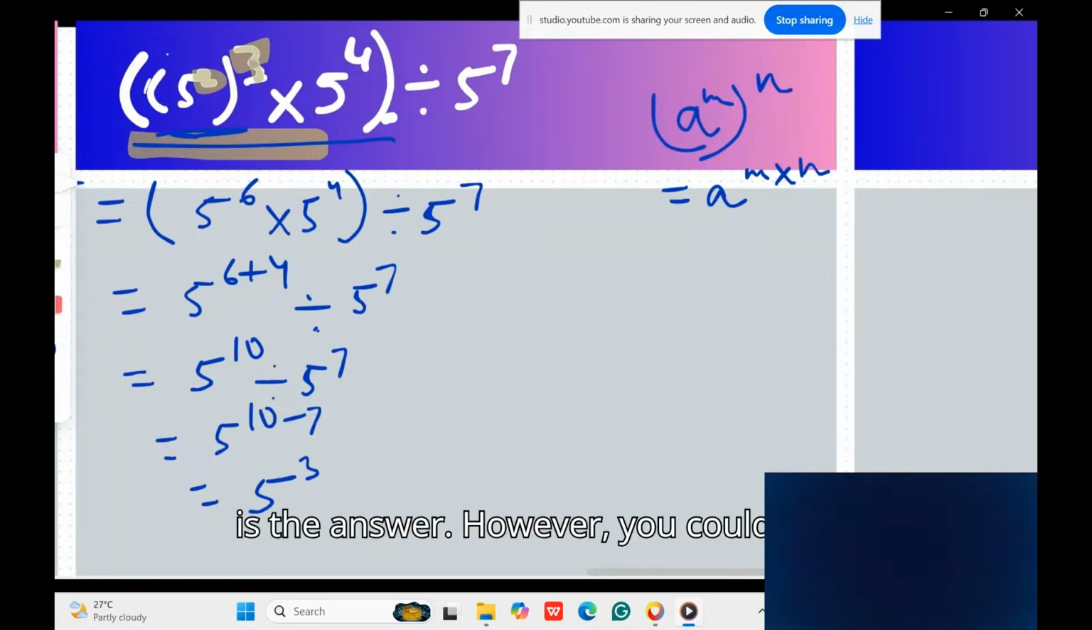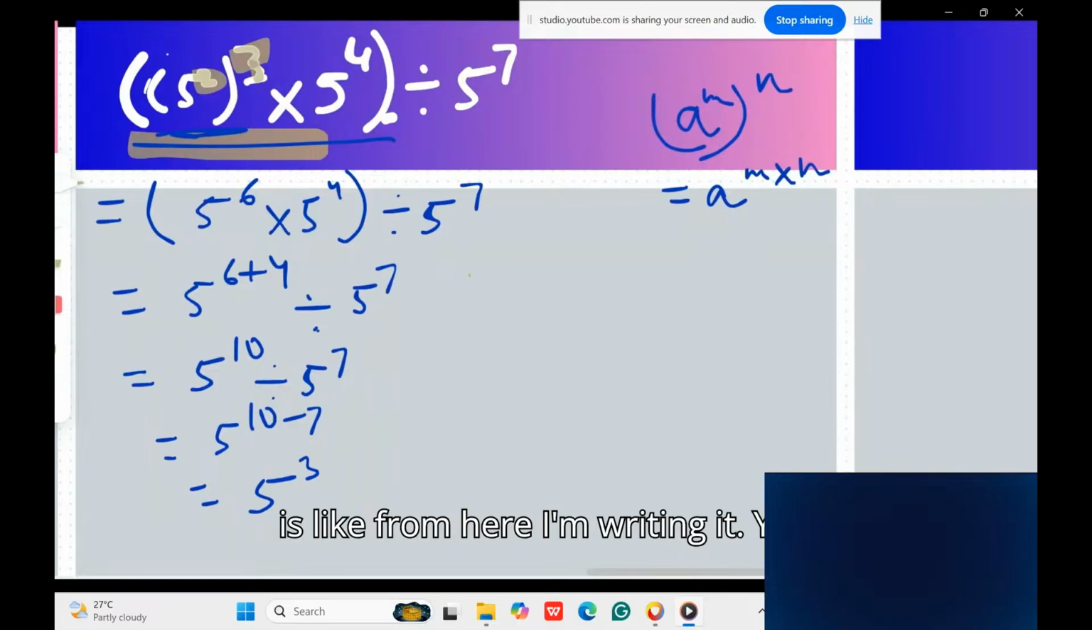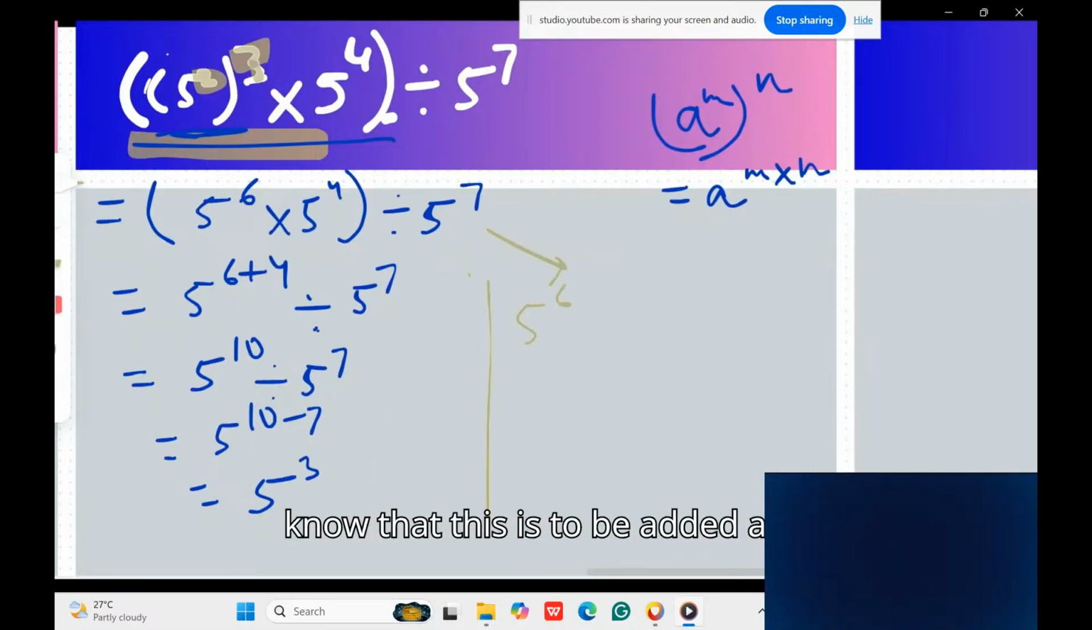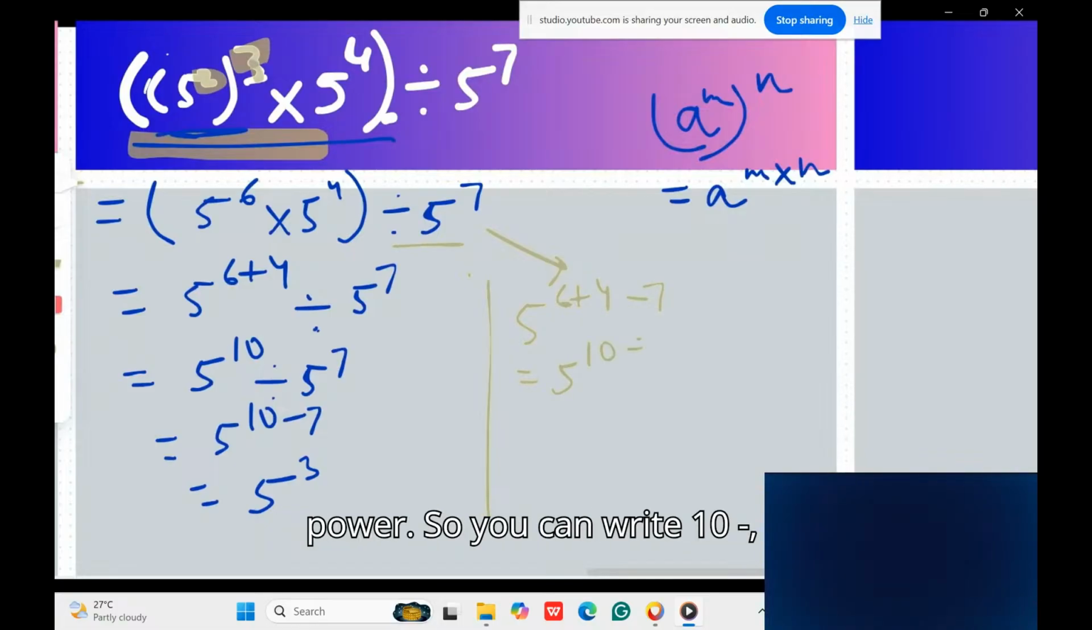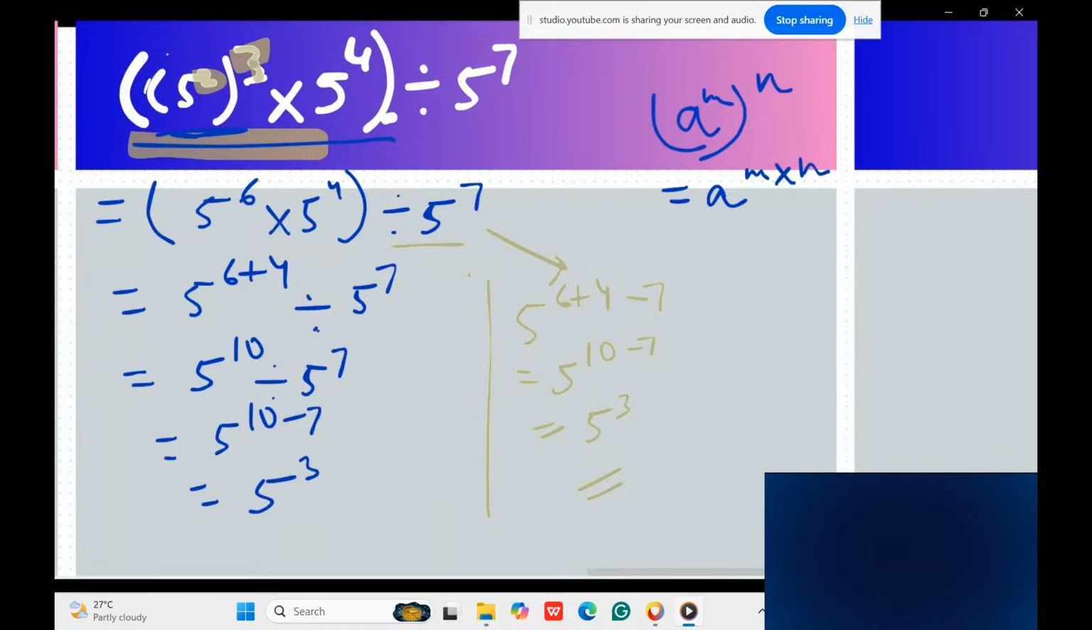However, you could have done it another way. From here, I'm writing it: you could have done it directly, because we know that this is to be added and division means you have to subtract the power. So you can write 10 minus 7 directly and we are done here. Choose the method you're more comfortable in. I suggest that if you're just starting with the questions, then do it step by step. Have a step by step approach. Now the next question.